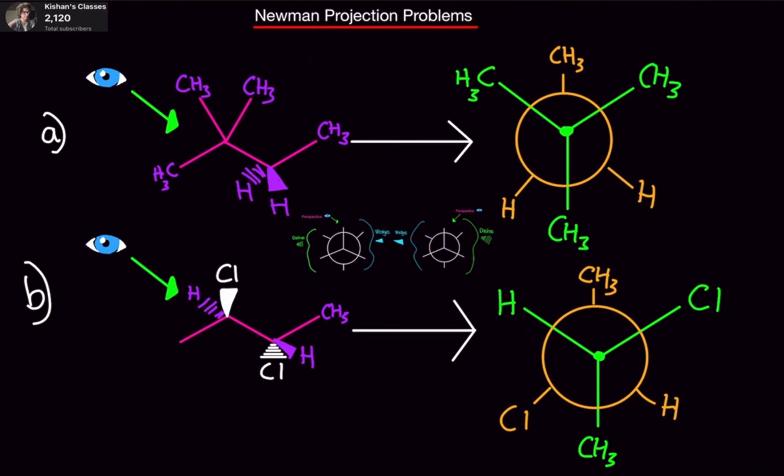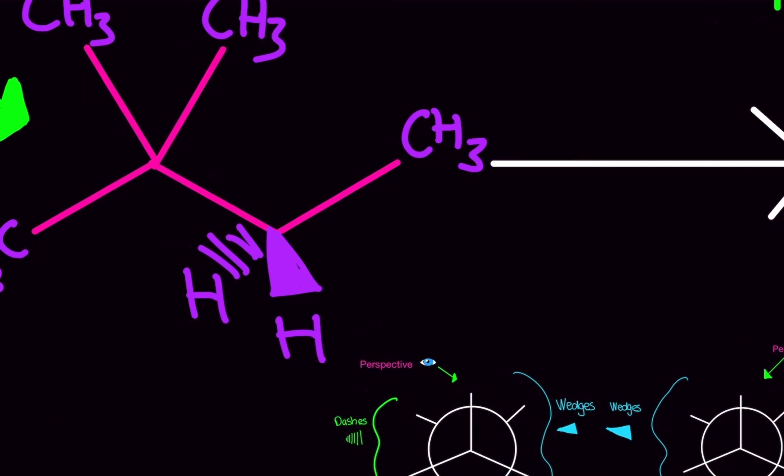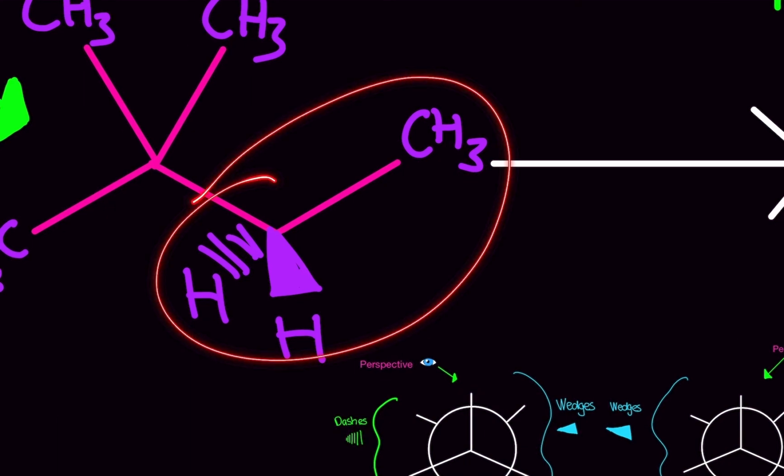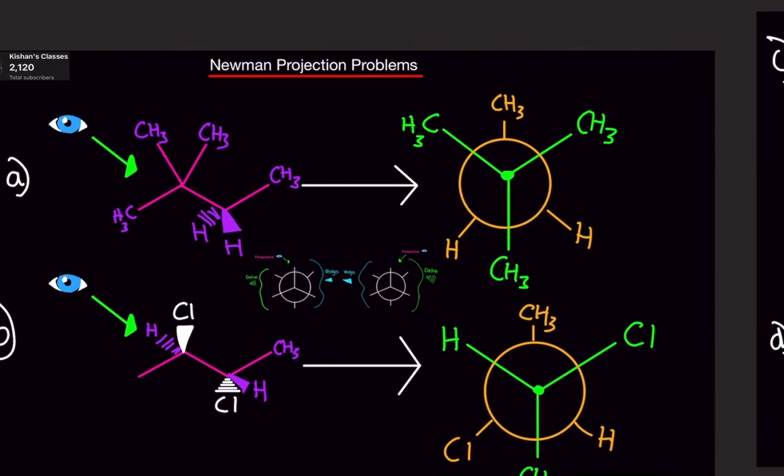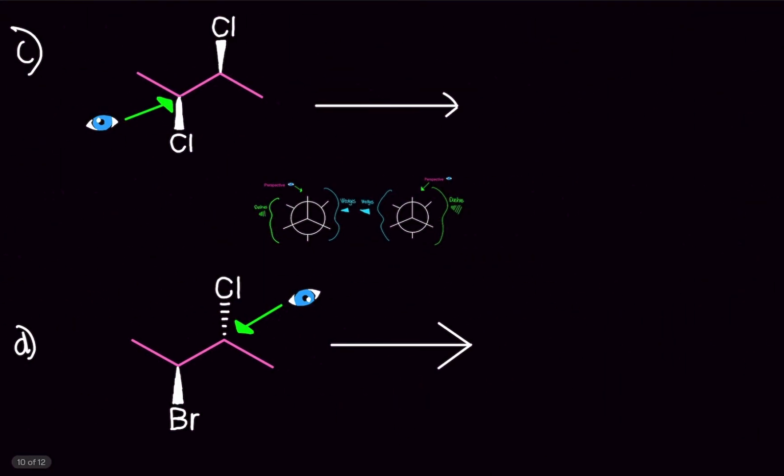If you can't tell which one to look at, for example, here, which one do I know to look at? Well, since this is a dash and this is a wedge, it must be at an angle. So that must mean that this one right here must be in the up position or the down position. And right here, obviously, it's in the up position. So let's do letter B. C, sorry.